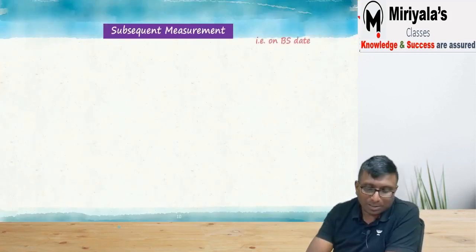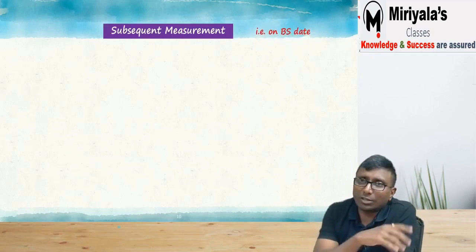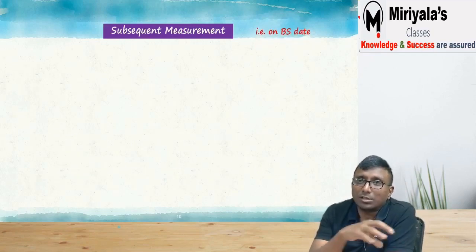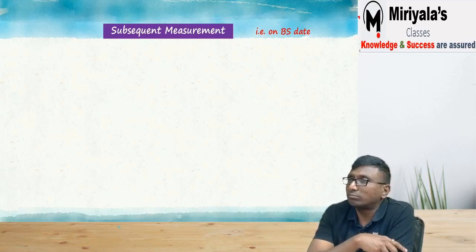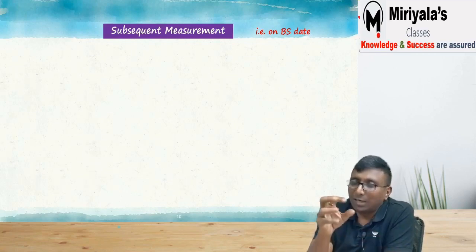Correct. Now, subsequent measurement, let us get it. You are done with the initial measurement. Subsequent measurement is on the balance sheet date. Okay. Sir, on the balance sheet date, what will happen? Balance sheet date, na?